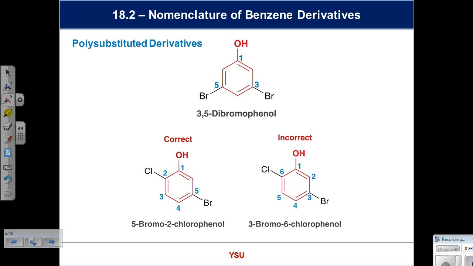Polysubstitution. This is more realistic now because these are the things we'll make. We've got 3 different groups on here. And we've got a parent on the top. We've got phenol as the parent. And then the 2 bromo groups.